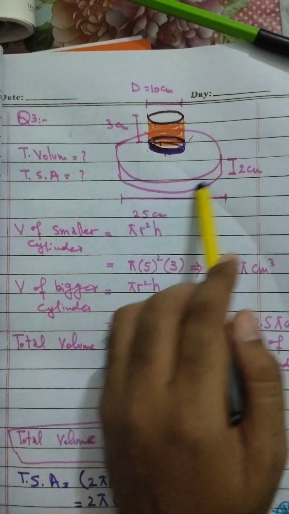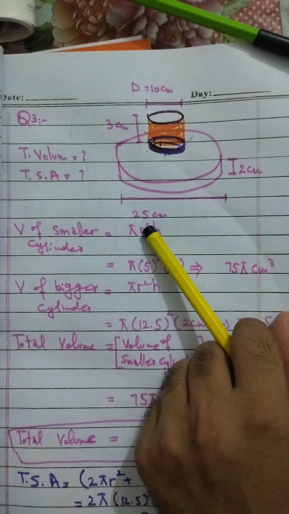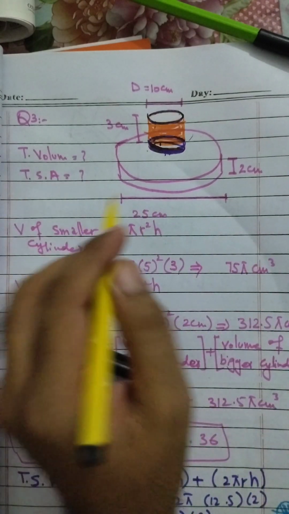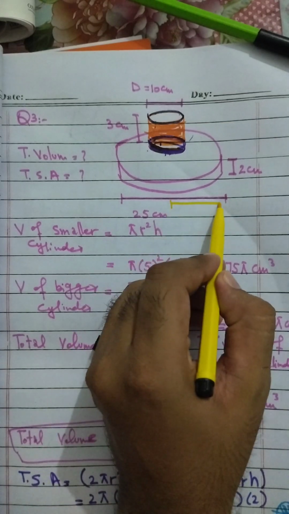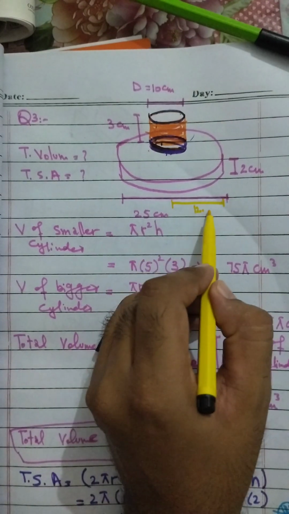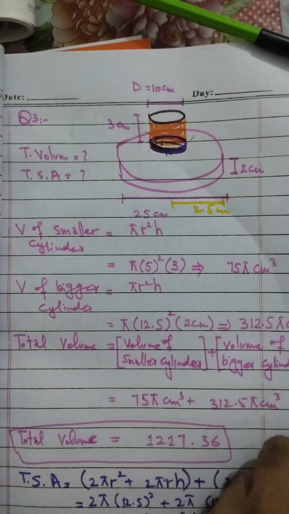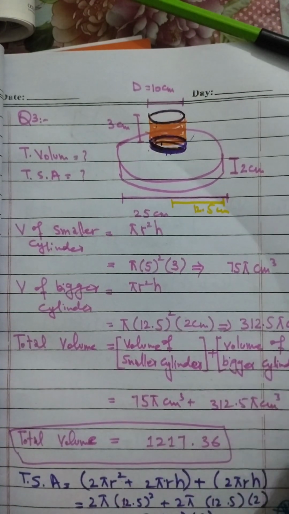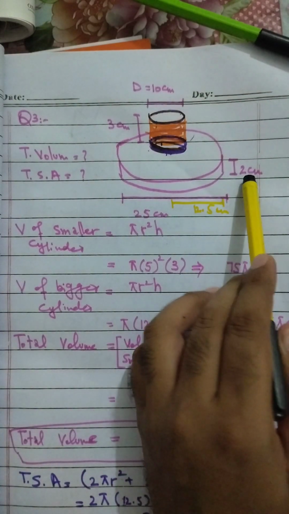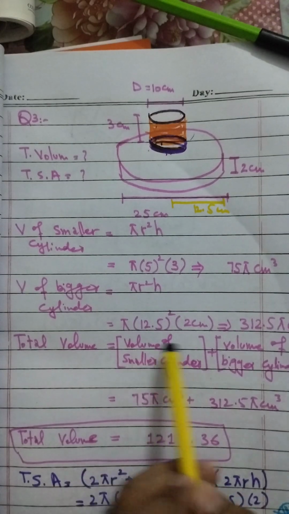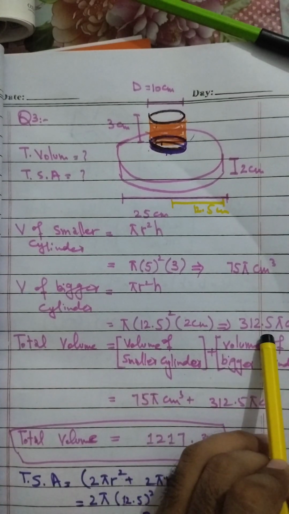When we move toward the bigger cylinder whose diameter is 25, obviously the radius will be half of that, and we will consider the radius to be 12.5 centimeter. Okay, 12.5 centimeter is the radius of this bigger cylinder, and height will be 2 centimeters. So we will put it here in place of this. When we calculate, this is what we get.